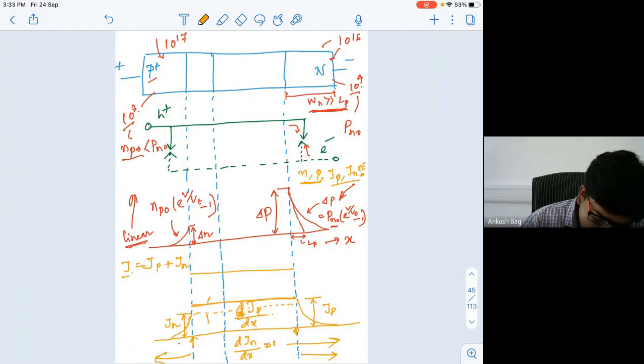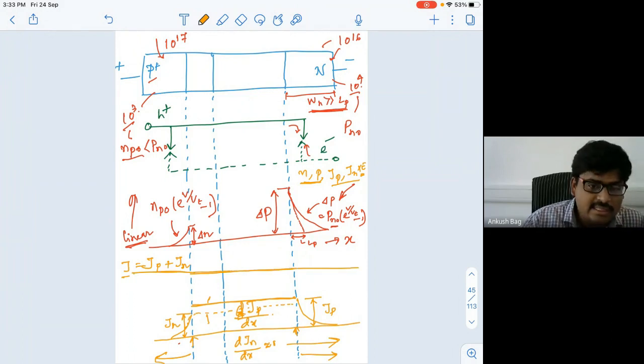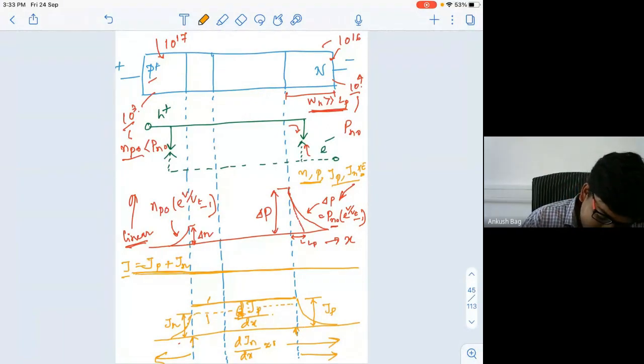And this total current will be constant throughout the device because this is under steady state. So there will be no variation. Component-wise there could be variation, so do not get confused. Component means the current density for electrons and the current density for holes. But overall, a constant current should flow. So this is the current, and it is the summation of Jn and Jp.